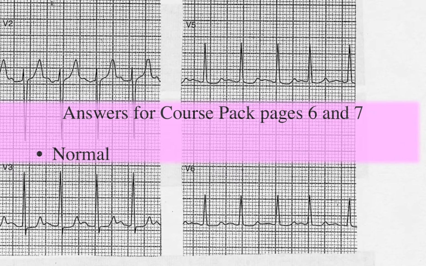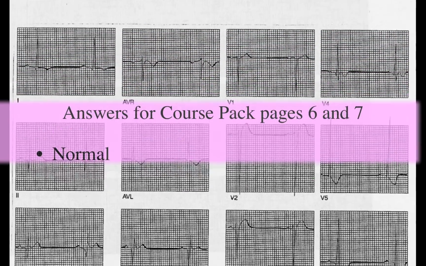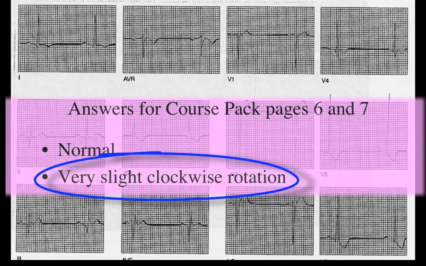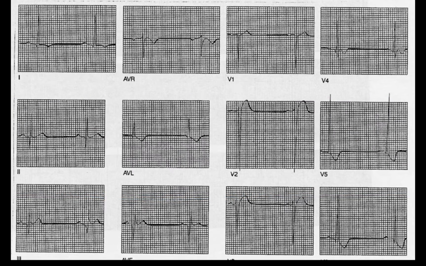That's a normal area. If you look at the bottom of page 6, and this is a 12 lead, but you can ignore leads 1, 2, and 3 and aVR, aVL, and aVF. You can ignore them and look at V1 through V6. You can see that the R wave is smaller than the S wave in V1, V2, and V3. By the time you get to V4, the R wave is bigger. So the transition has occurred between V3 and V4, and that's considered to be very slight clockwise rotation. It happened a little bit late, so slight clockwise.